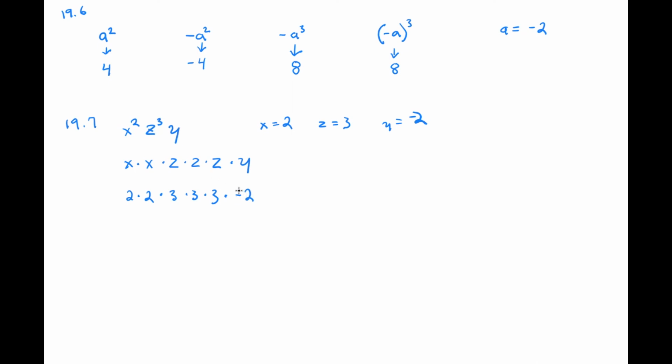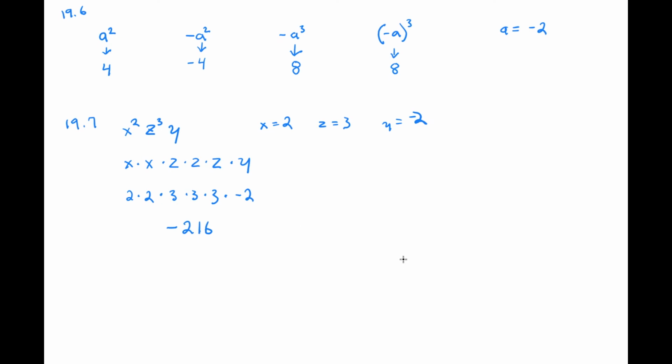We have a single negative, so we know our product is going to be a negative number. 2 times 2 is 4. And 3 times 3 times 3 is 27. So 4 times 27 is going to be 58. And 58 times negative 2, is that right? No, it's 108. Sorry, not 58, 108. And 108 times negative 2 is going to give us a negative 216. And that is how you would solve a problem like that.